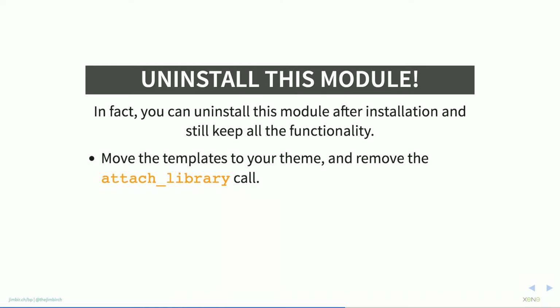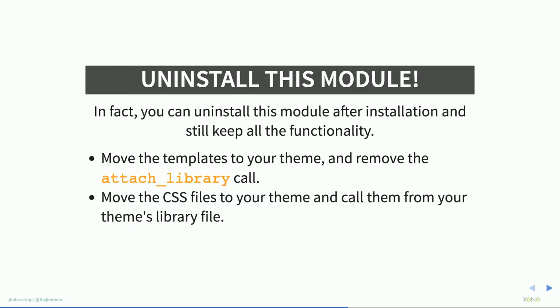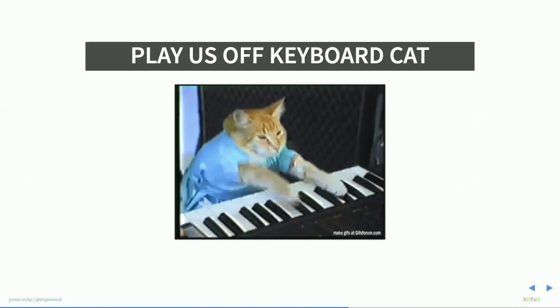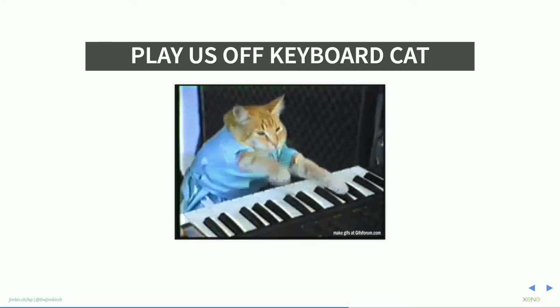The next thing, move the templates into your theme and remove the attached library call, because the library is part of the module. You don't want that anymore. You can move the CSS files to the theme and call them from your theme's library, or you can put them into your own CSS, and you can tell all your coworkers, look at all these paragraph modules I made, I'm awesome.